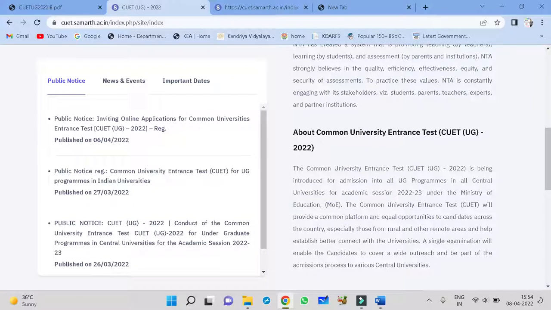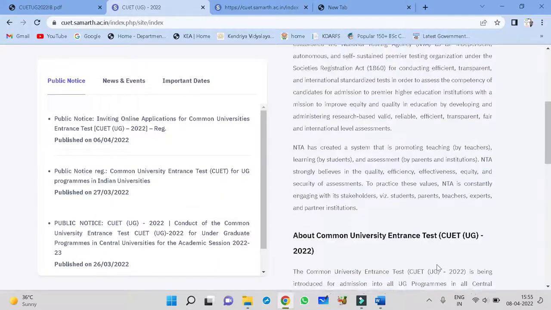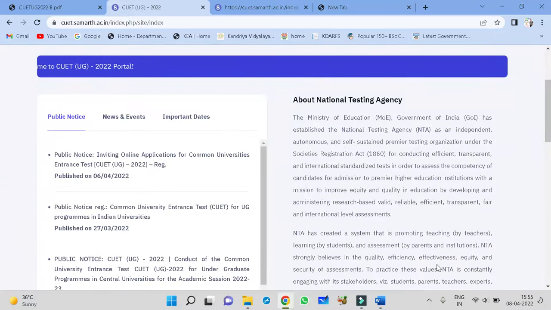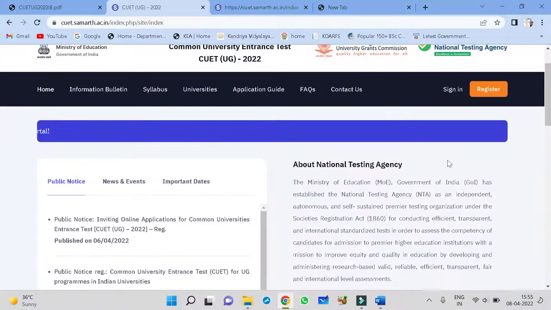The Common University Entrance Test will provide a common platform and equal opportunity to candidates across the country, especially those from rural and other remote areas, and help establish better connection with the universities. A single examination will enable the candidate to cover a wide outreach and be part of the admission process to various central universities. If you qualify this exam, you can pursue your degree in central universities all over India. Is it only meant for science students? No, it is not meant for science students only.